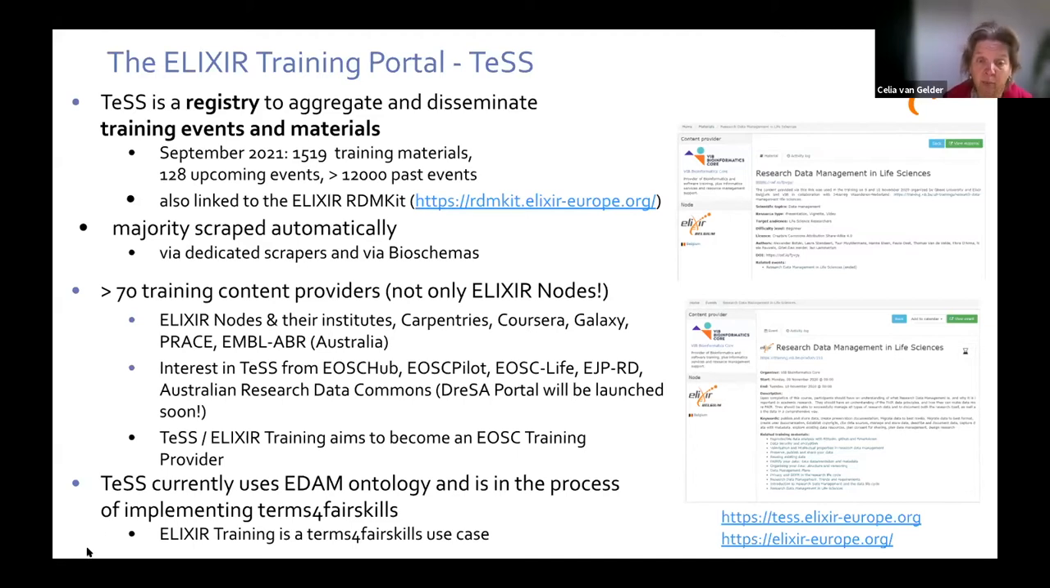And of course, we want to become an EOSC training provider. So we have to find a way to couple our portal in wherever it has to be connected to in the EOSC ecosystem. And then finally, we have the EDAM ontology in place, which is the domain-specific ontology, but we also want to implement terms for FAIR skills. And as Laura and Ellie already said, we have been a use case for terms for FAIR skills since the beginning, and we are in the process now. So I'm happy to tell you more if you're interested, but this is all for now. Thank you.